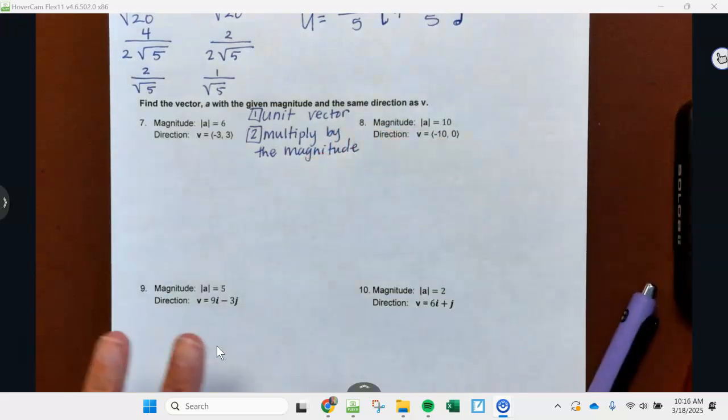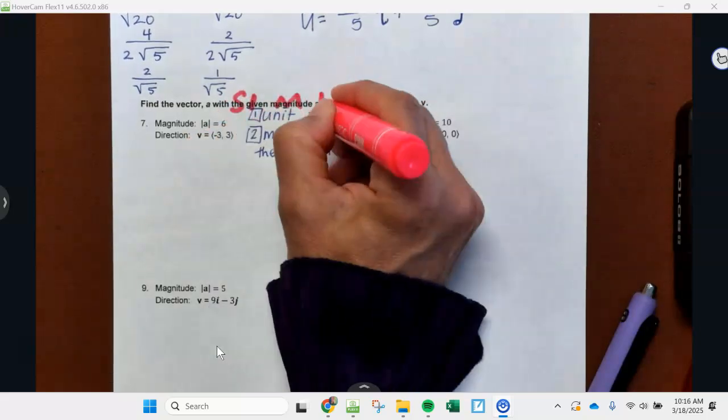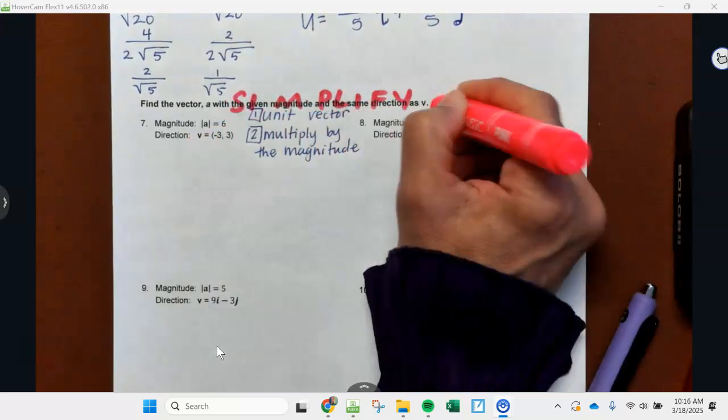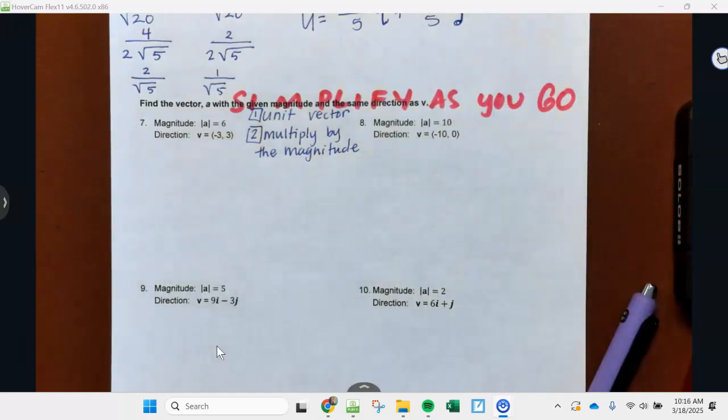Then we're going to multiply by the magnitude. So guys, again, it's not crazy hard math, but there's a lot of simplifying going on in this. Lots of taking out perfect squares. Lots of rationalizing the denominator. So if I can give you any little tip on this section, it would be to simplify as you go. That's all I got for you. That's the best thing I can do.